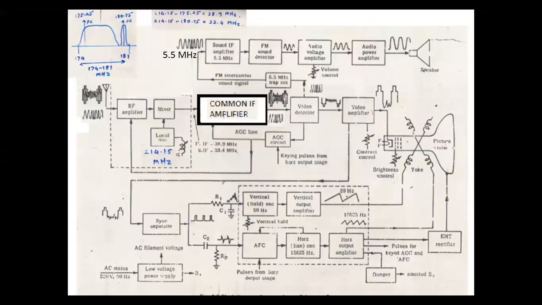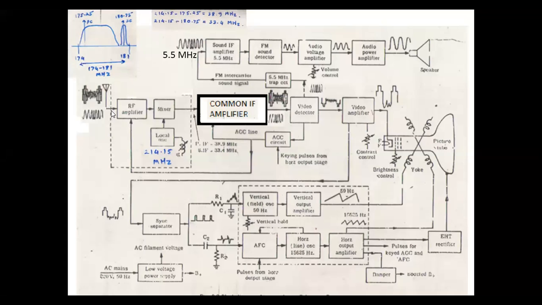As we know, for television, two different informations are there, audio information and video information. Accordingly, two different intermediate frequencies are there. One is video IF and another is audio IF. For audio IF, the frequency is 33.4 megahertz and video IF is 38.9 megahertz.